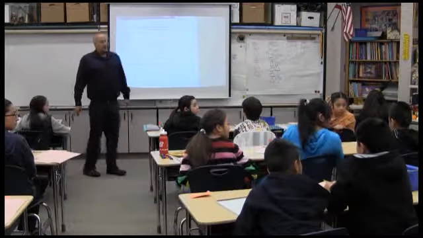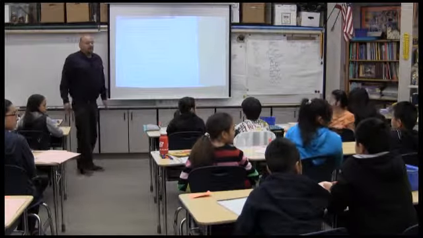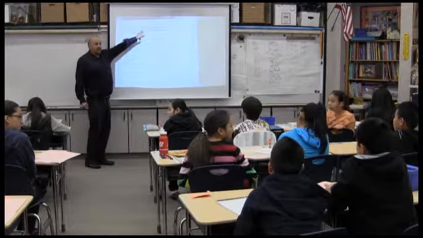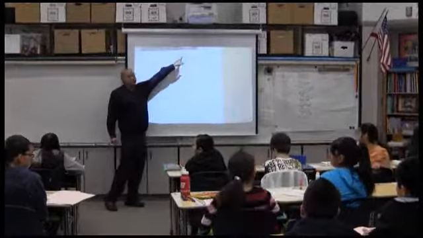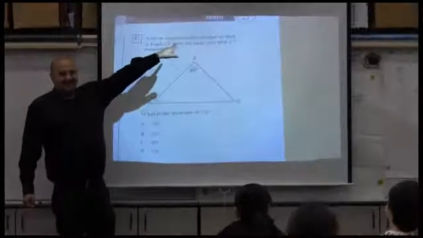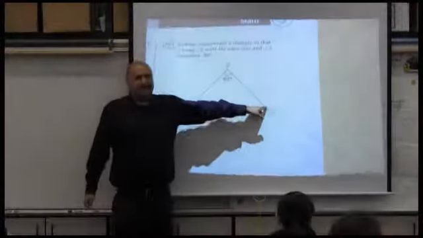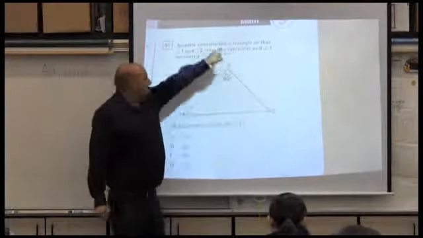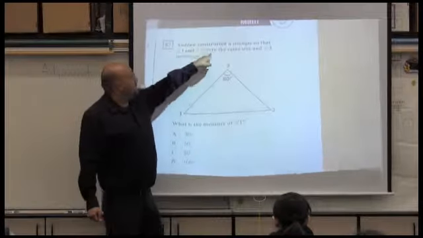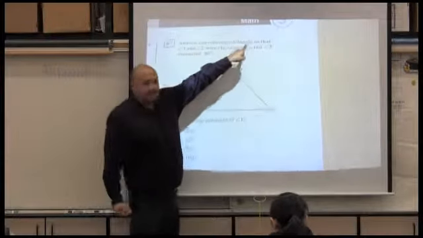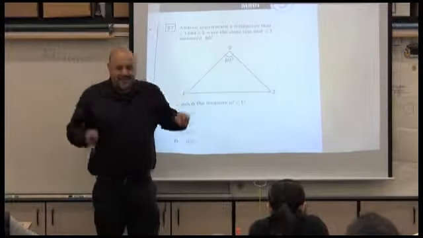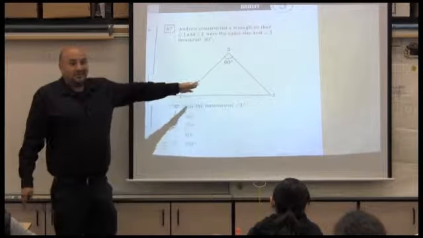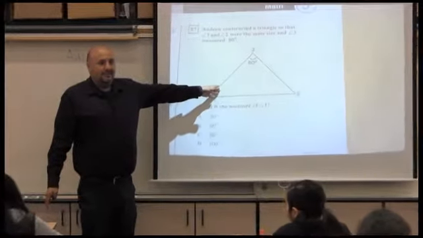It says Andrew constructed a triangle so that angle 1 and angle 2 were the same size. So it can't be 60-40, because I need 100, right? And it can't be 60-40 because in the problem it says angle 1 and angle 2 were the same size. So that's why it has to be 50-50. That's how we're going to get 100, right?